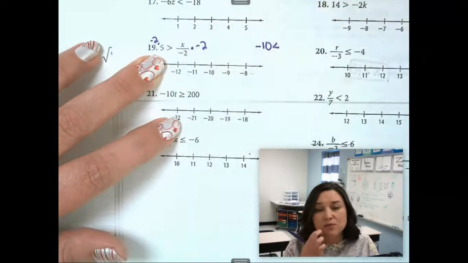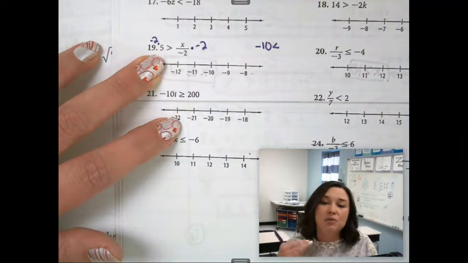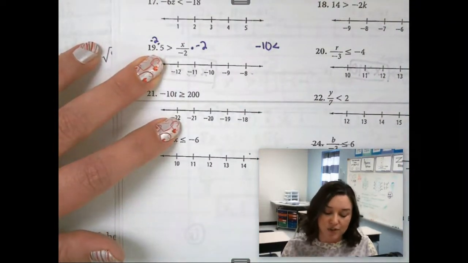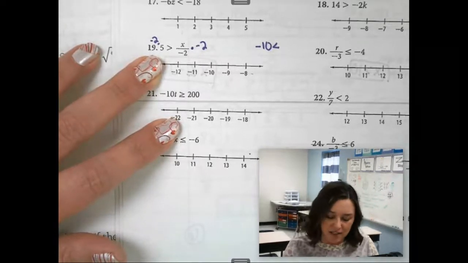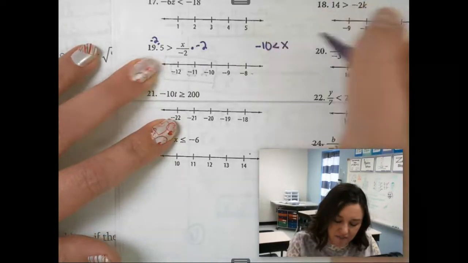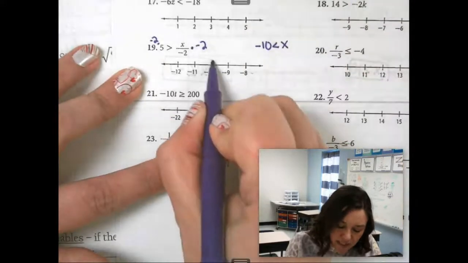Now, no, we don't do that every time. Only when we multiply or divide both sides by a negative. Well, it just so happens for the two examples I chose, we did multiply or divide both sides by a negative. So on this side, we've got x. So I have an open circle at negative 10.